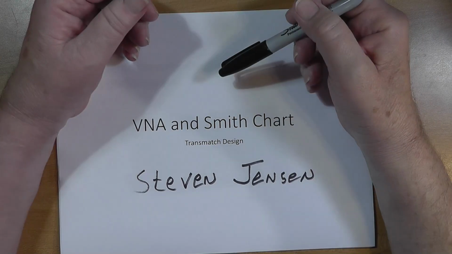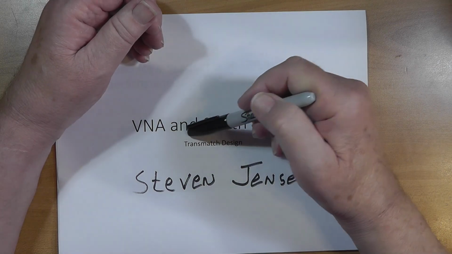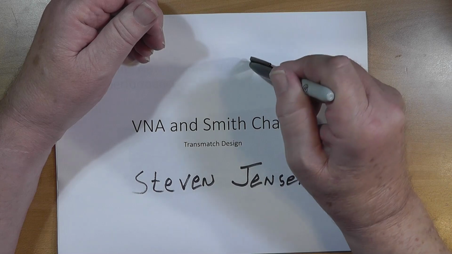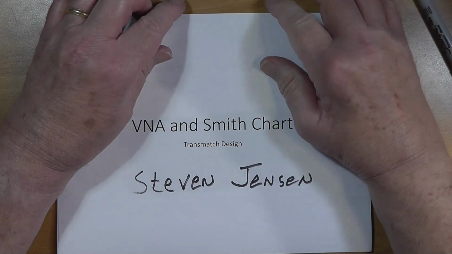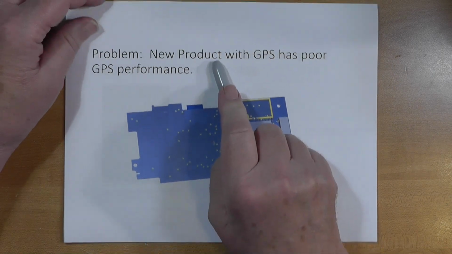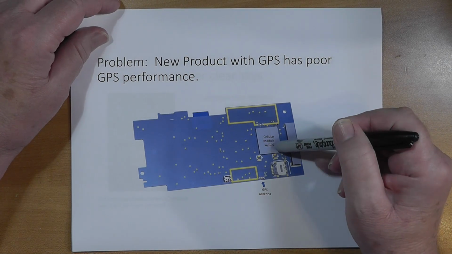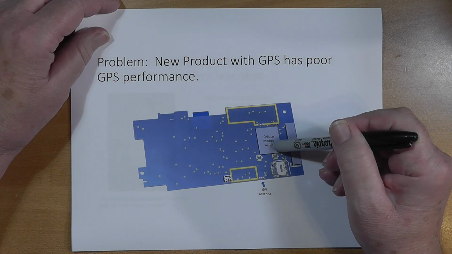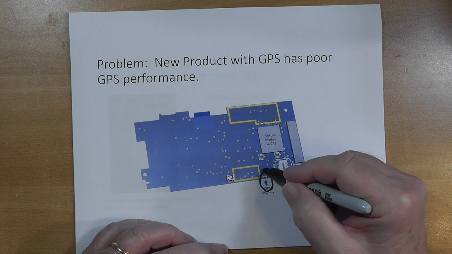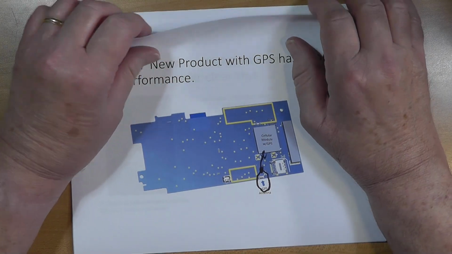Now let's take a little closer look at those charts. These are charts that he put together about how to use the vector network analyzer and its Smith chart capability to do a transmatch design. In other words, a match between the GPS transmitter receiver chip and the actual antenna. And it's interesting. He had a problem, and the problem was a new product with GPS has poor GPS performance. This right here is a cellular module with GPS, okay? And the GPS antenna is this little tiny thing right here. So he's got to get from here to here. And you say, well, why not a piece of coax? Well, we're talking circuit board kind of stuff right here.